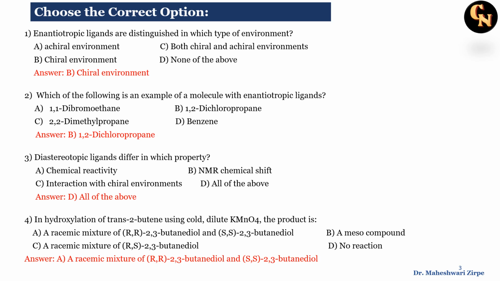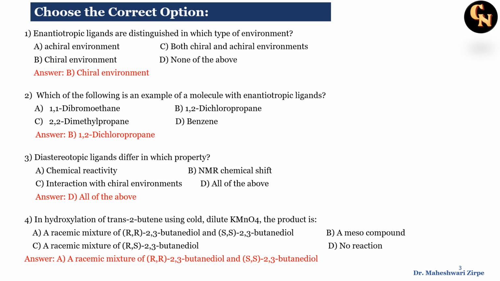So if you see diastereotopic ligands, they are chemically reactive, they interact with the chiral environment, and they also show NMR chemical shift. So all these properties are there for diastereotopic ligands. That's why option D is correct, that is, all of the above.